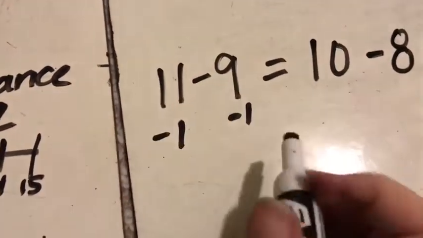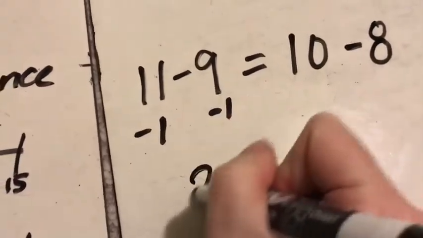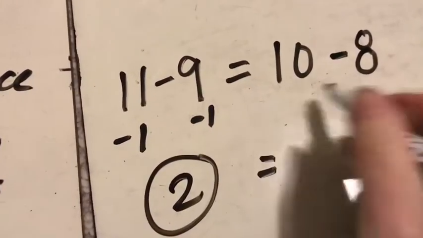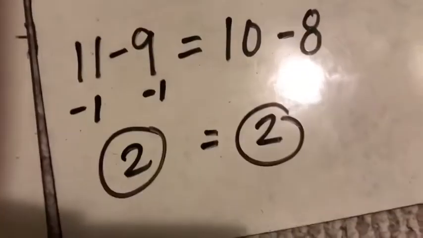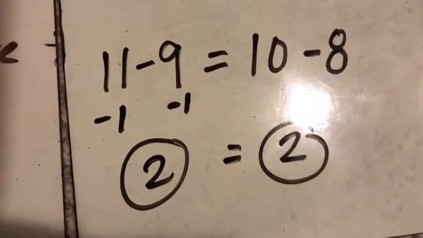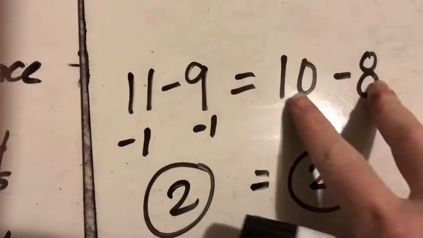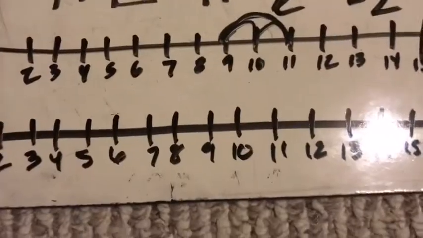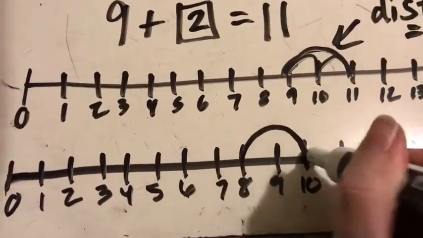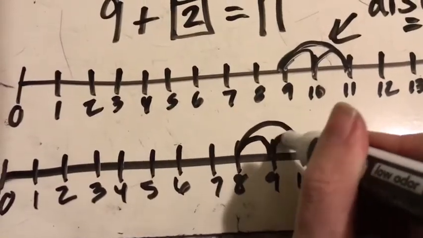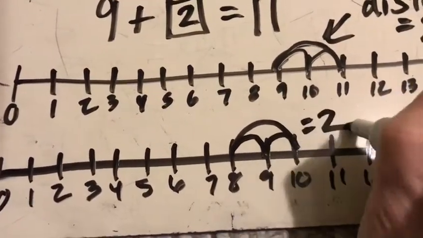Well, check this out. What is 11 minus 9? We already know it's 2, right? Well, what is 10 minus 8? Guess what? It's also 2. Let's take a look on the number line and see why this happens. We're going to look at the distance between 8 and 10. So now when I go back to my number line and I'm looking at the distance or the difference between 8 and 10, I can see that there is a distance or a difference of 2.